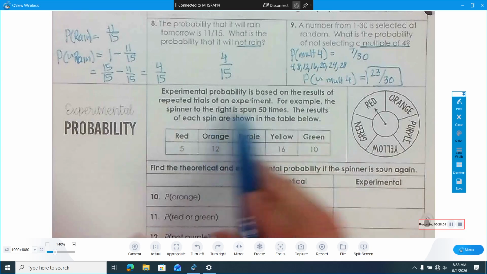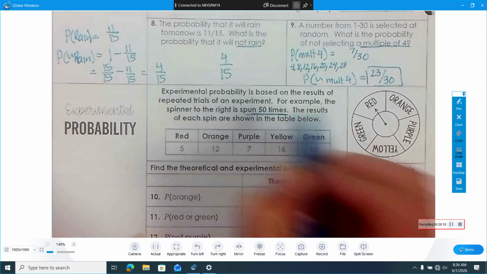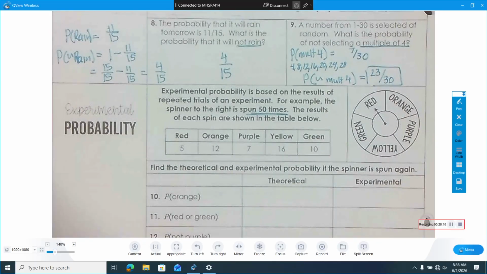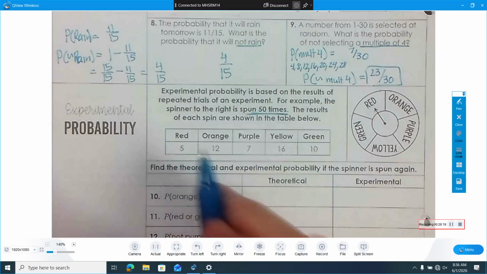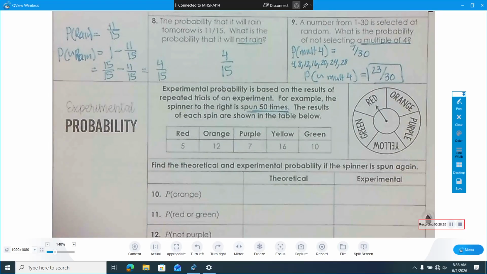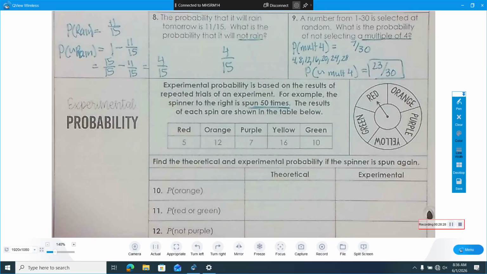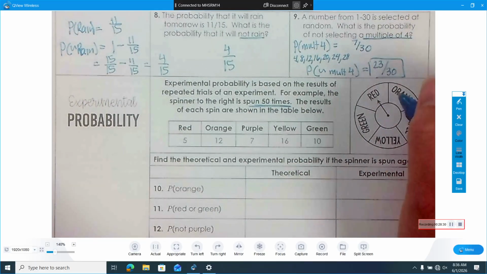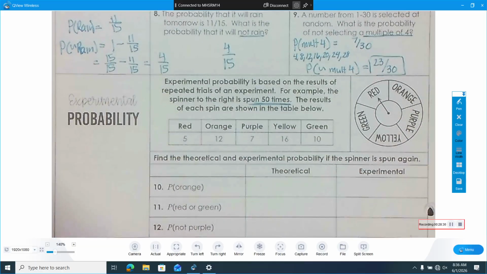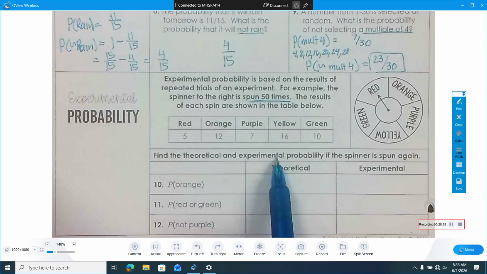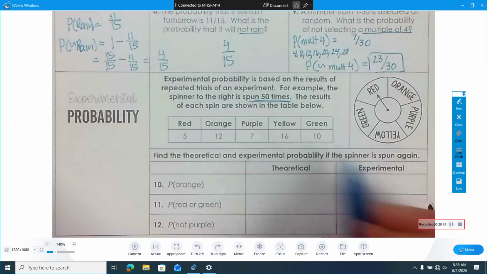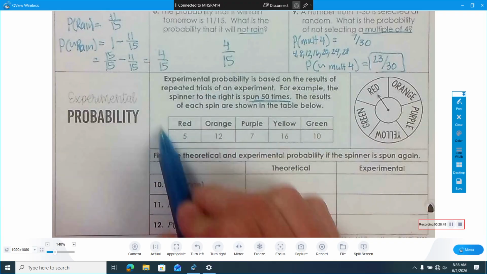Well, in this, we spun the spinner to the right 50 times. Red, orange, purple, yellow, or green was what our spinner had on it. For 50 times, we spun this spinner, and we did tick marks for how many times it landed on red, how many times it landed on orange. Theoretically, it would have been 1 out of 5, but we landed on red 5 out of 50 times. So find the theoretical and experimental probability if the spinner is spun again. The experimental probability is just based on what actually happened.